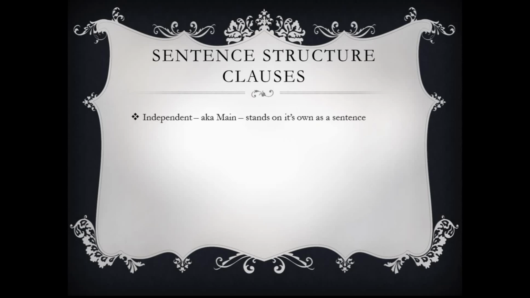So we have two different types of clauses. The first kind is an independent clause, also known as the main clause. It stands on its own as a sentence. So an independent clause is just a fancy way of saying a sentence, and it's a simple sentence. An example of that, actually two examples: Susie wanted to go shopping. She wanted to go to the sale.